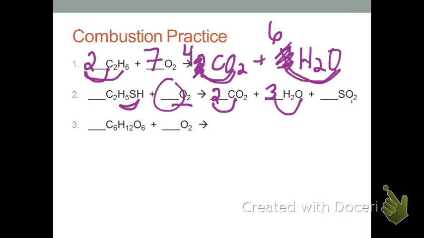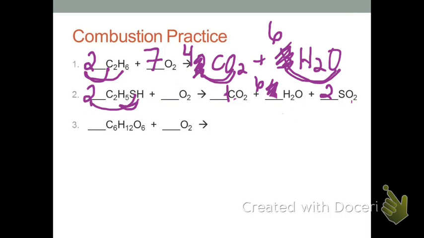When in trouble, double. Put a 2 here. I now have 4. I now have 12 hydrogens, so I need a 6. I now have 2 sulfurs. And now re-total up your oxygen. It's hard to do in a mess. So you now have 8, and 6 is 14, and 14 and 4 is 18. Yeah, sorry. And so then you need a 9.